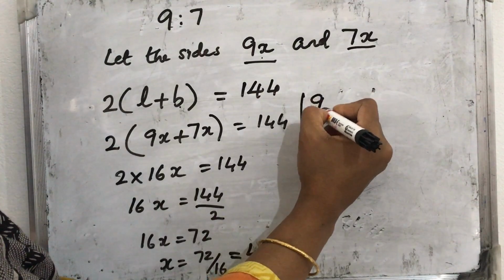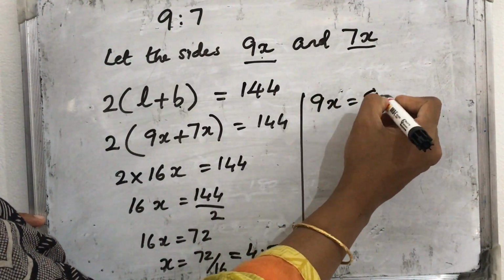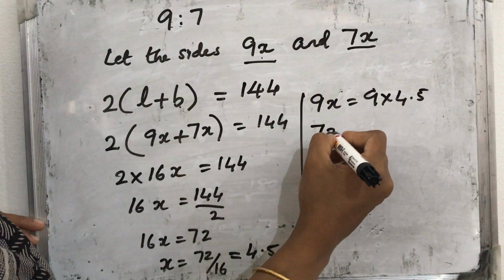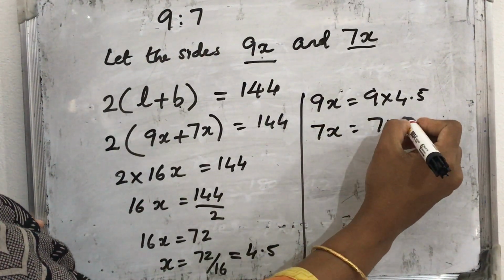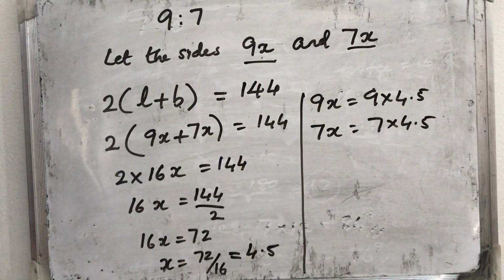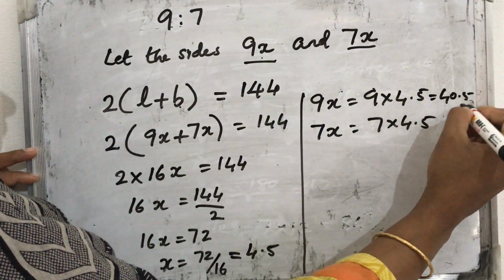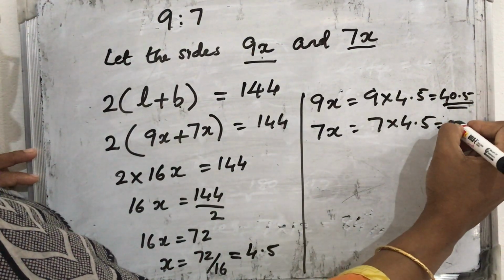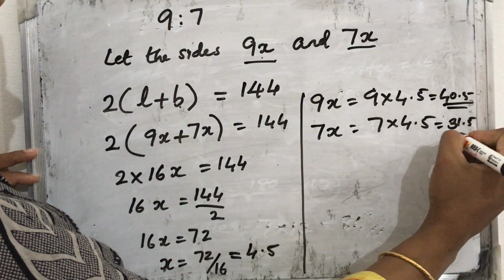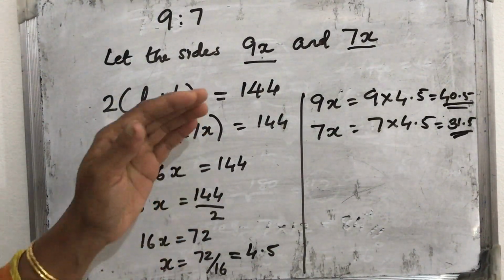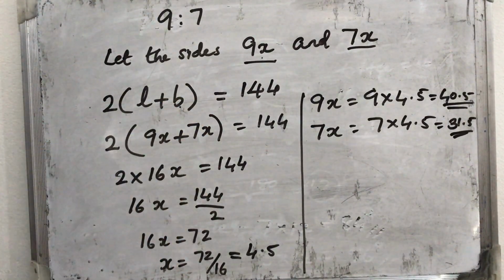So, the sides are, first side is 9x. So, 9 into 4.5 and the second side is 7x. So, that is 7 into 4.5. Okay. After calculation you will get here 40.5 meter and this will get 31.5. Okay. Calculation full you want to do in the working column. Understand this question? Same type of next question also.